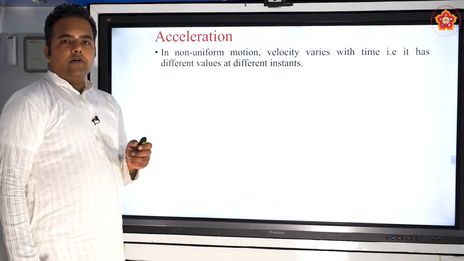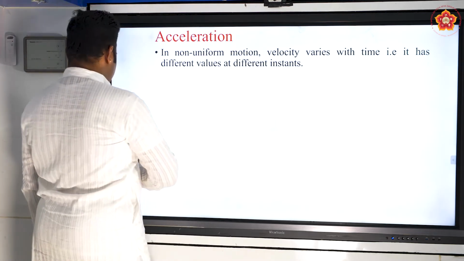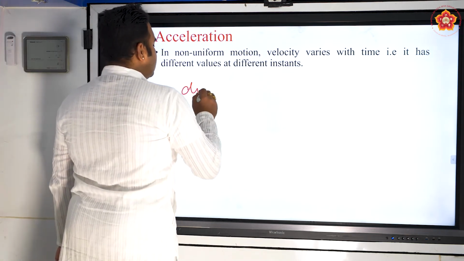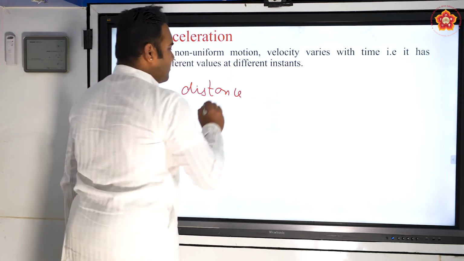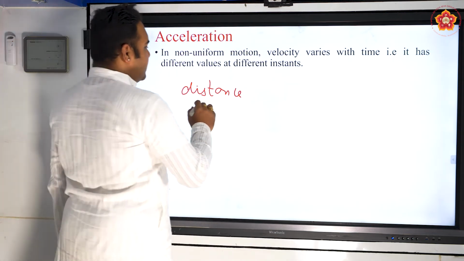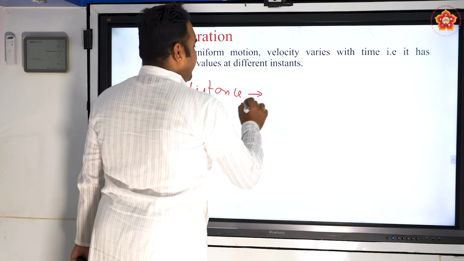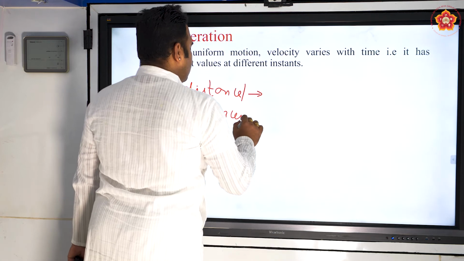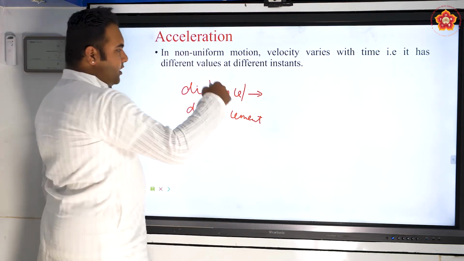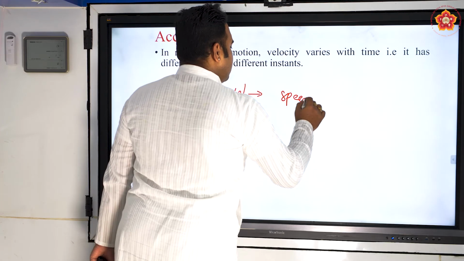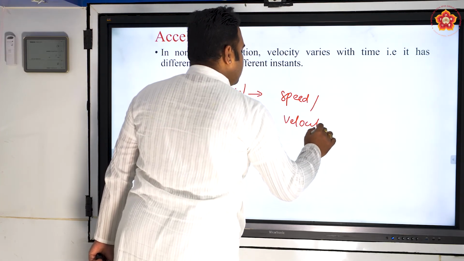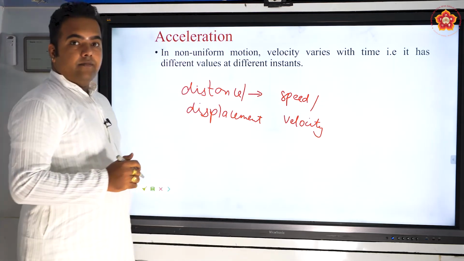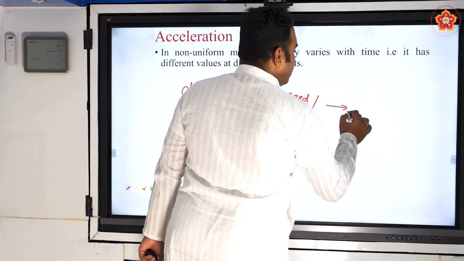Now finally we come to this term called acceleration. So we started with distance. And then we saw that distance by time will give us speed, distance or displacement. The ratio of these will give you speed or velocity. Now, if you take the rate of change of velocity, that will give us something called the acceleration.